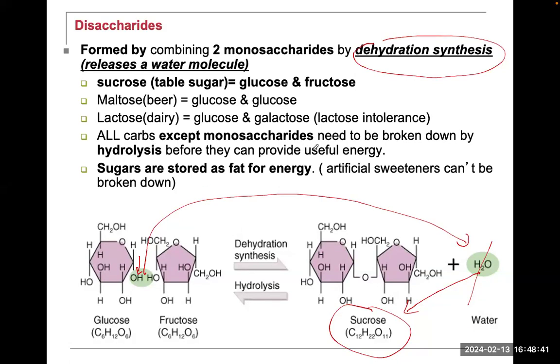All carbs except monosaccharides need to be broken down by hydrolysis before they can be used for energy. Sugars are typically stored as fat for energy. This is what triglycerides are. When you check someone's cholesterol and they have their HDLs and LDLs and triglycerides, if you have high triglycerides, that's sugar in a fat cell.